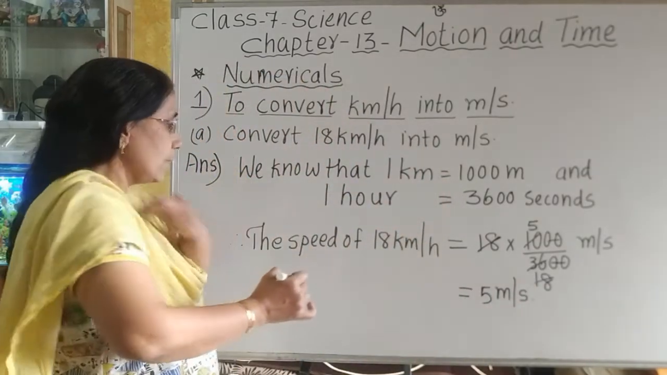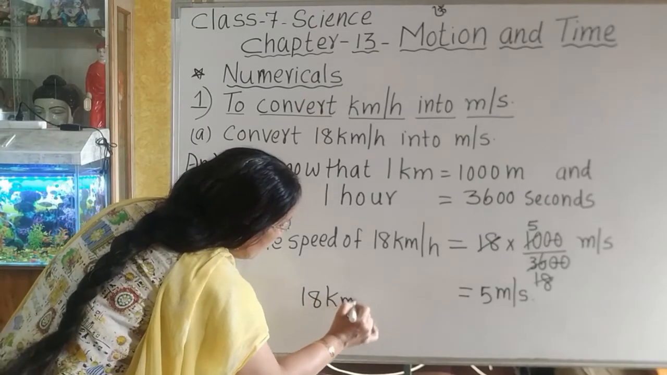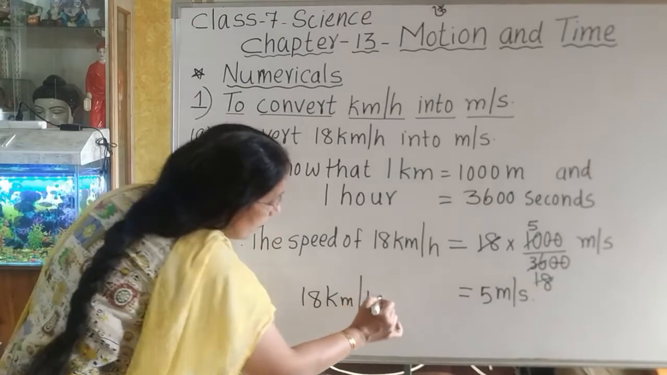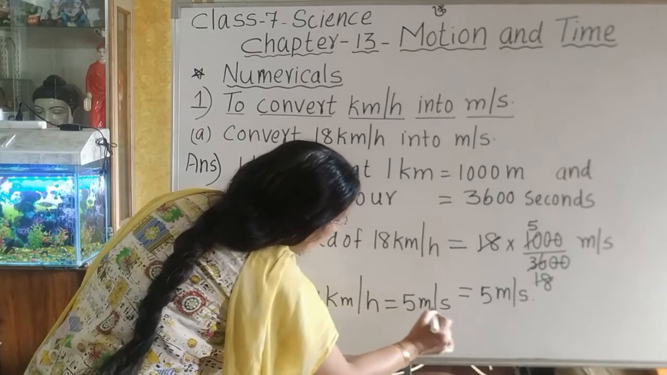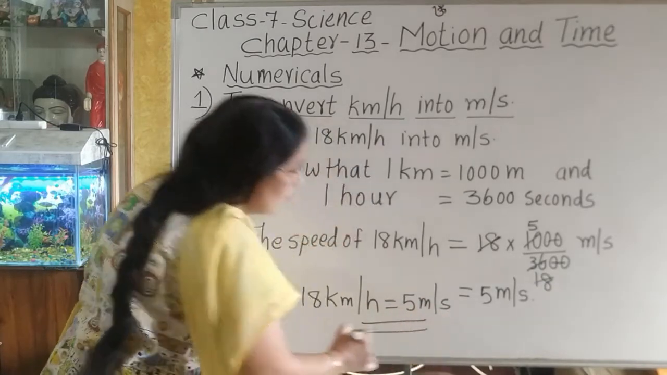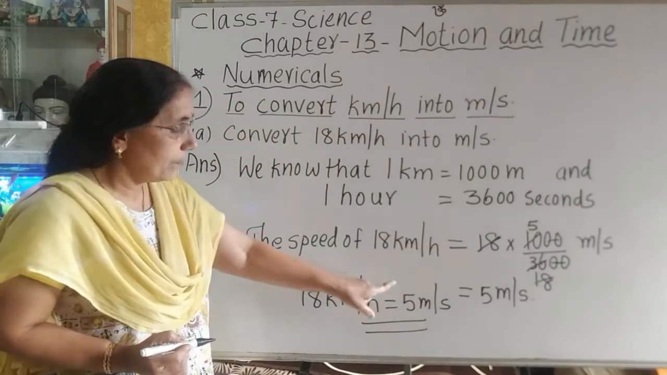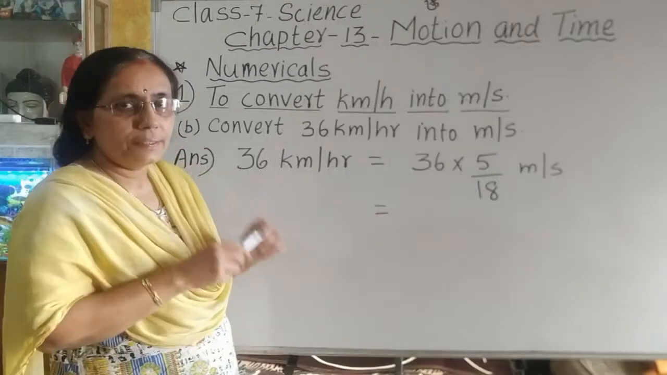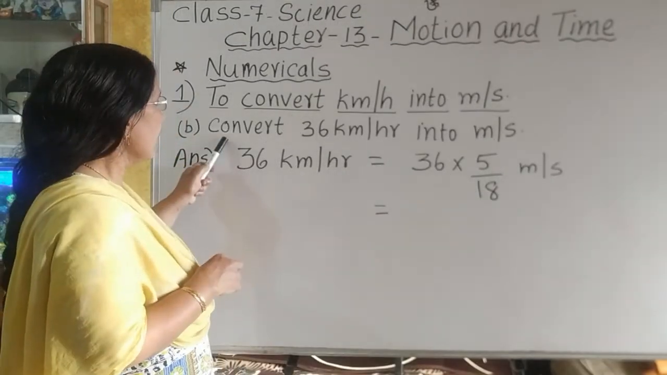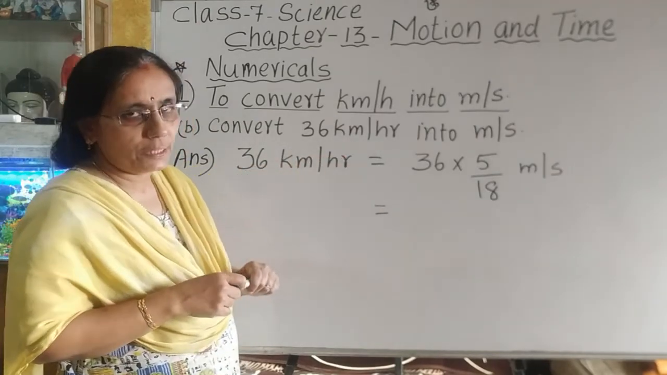So what we can say? 18 kilometer per hour is equal to 5 meter per second. So this is the equivalent value of the given speed in meter per second. Now let us see another example. Here convert 36 km per hour into meter per second.